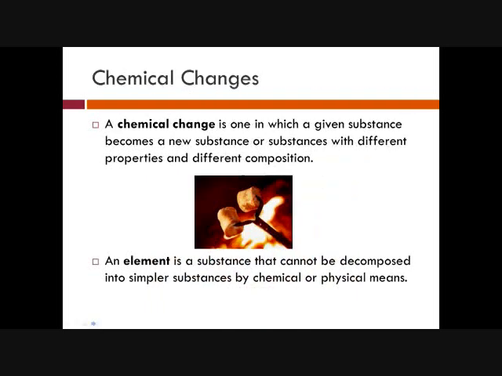So chromatography is another separation technique. Okay, so if we're not physically changing things, then we are going to chemically change things. Chemical change is when the substance becomes new and different substances, so it has different properties and different compositions. An element is a substance that can't be decomposed into anything simpler. Just a note that when you have a chemical change, you're technically also having a physical change, but when you have physical, it's not chemical as well.